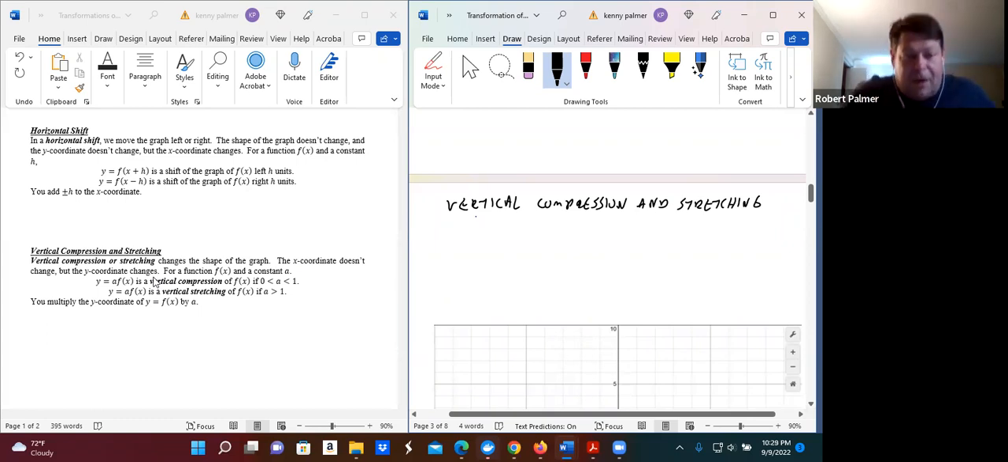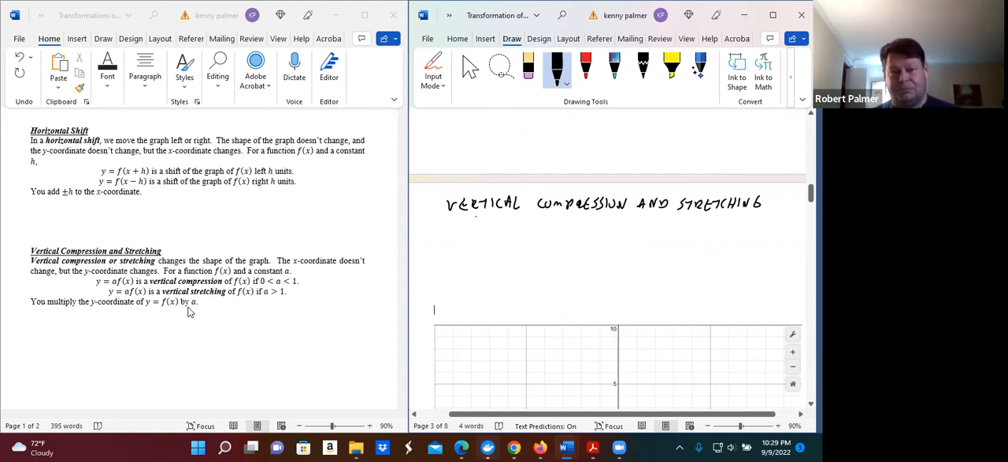So it says for a function f of x and a constant a, so we have a multiplied on the outside of f of x, this is a vertical compression if our a is between 0 and 1. Then that same a, if it's bigger than 1, is a vertical stretching. Essentially, what we're doing is making our y-coordinate either smaller if it's between 0 and 1, that's compression, or larger if it's greater than 1. It says you multiply the y-coordinate of our point by a, whatever a is.